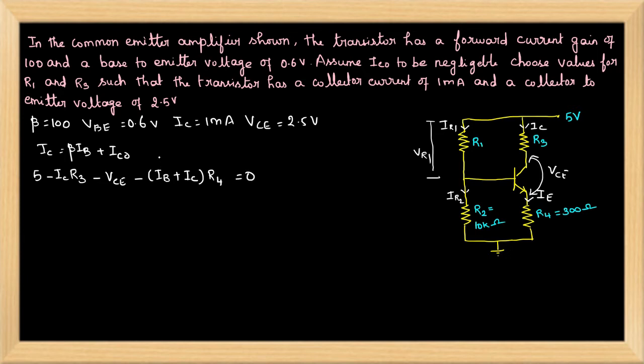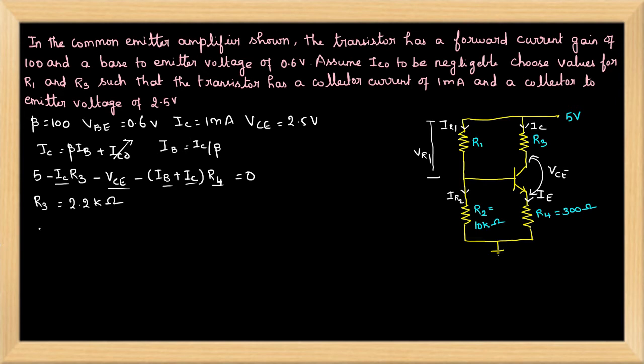So when we substitute IB, here IC equal to beta into IB, we can substitute IB equal to IC divided by beta here. So everything is a known parameter here. We know the IC value, VCE value, IB, IC, R4, everything is known here. So then we can solve R3. So R3 is equal to 2.2 kilo ohm.